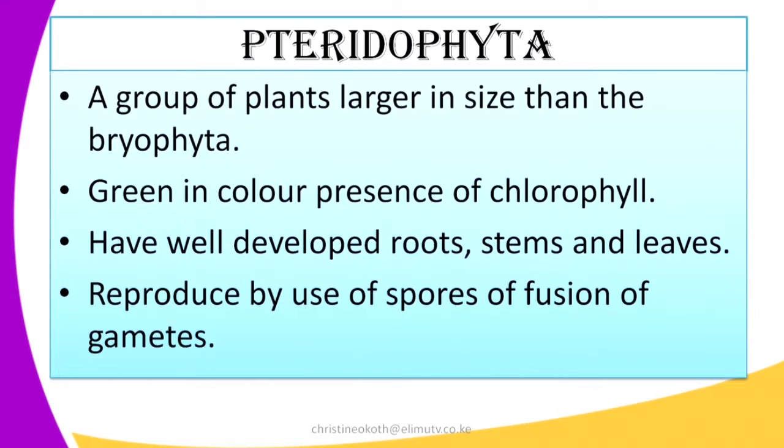So these are a group of plants which are larger in size than the Bryophyta. Remember, the Bryophyta are very small plants. Their size is smaller than the Pteridophyta. Then they're also green in color, just the same as the Bryophyta, which signifies the presence of chlorophyll in them. What does that tell you? It means they are autotrophs. They are able to make their own food. They also have well-developed roots, stems, and leaves. We're going to look at this. They also reproduce by use of spores or fusion of the gametes.